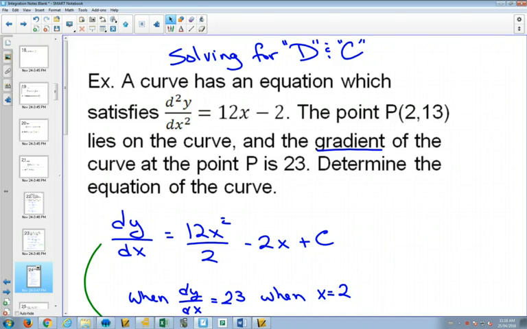But other than that, these questions are fairly straightforward, solving for c or solving for c and d, where you're going to take your indefinite integral, and then you're going to have a point that you can plug into there to find that value. So they're pretty straightforward.